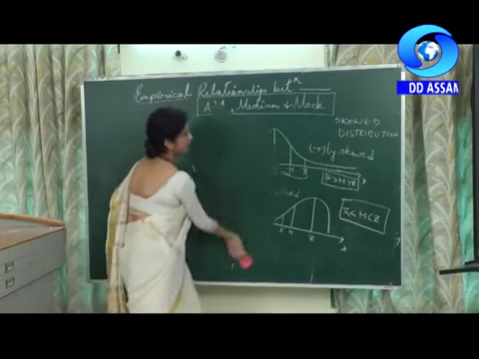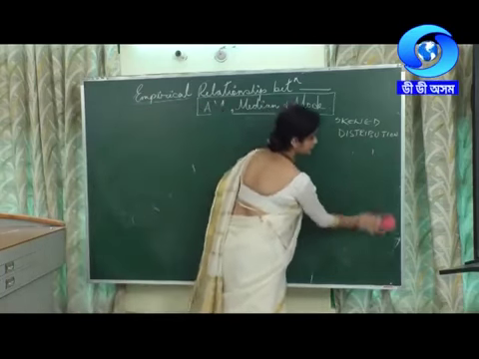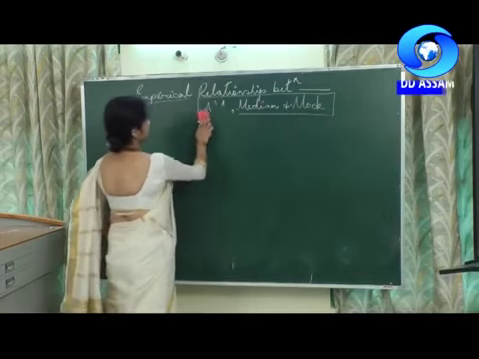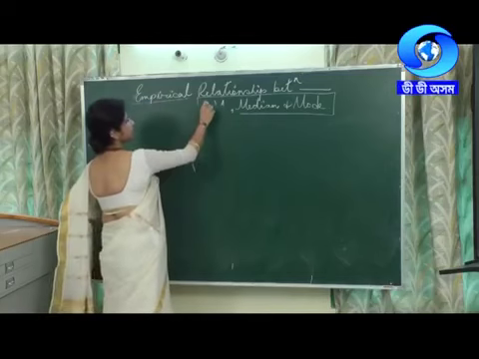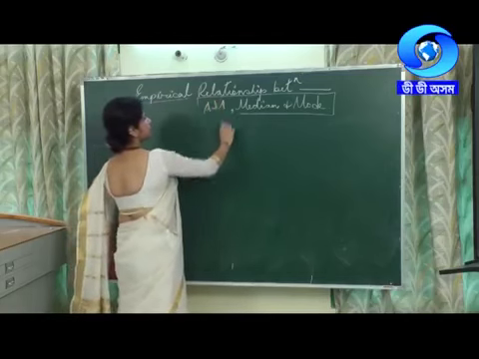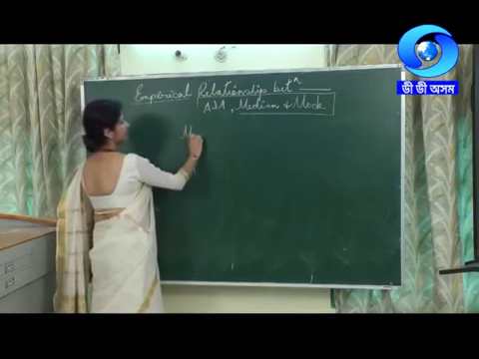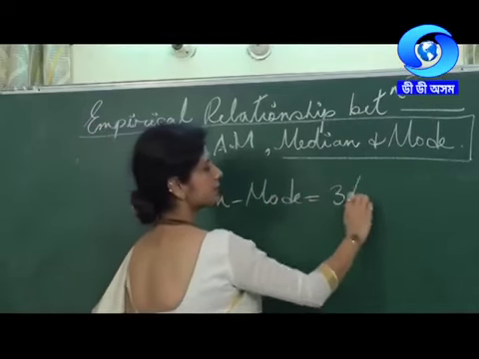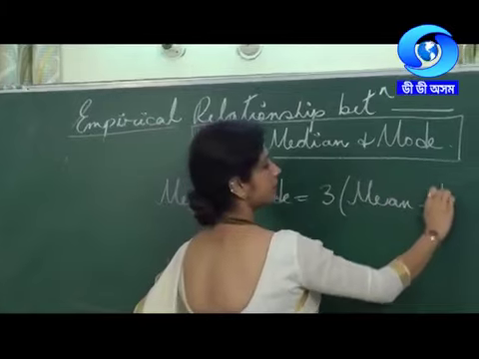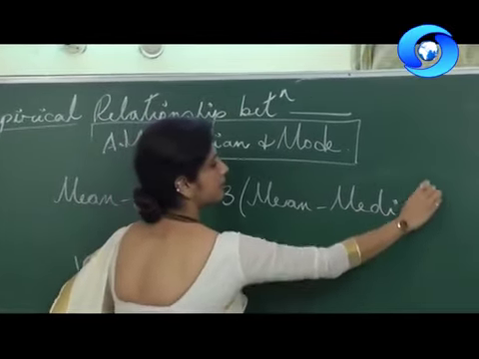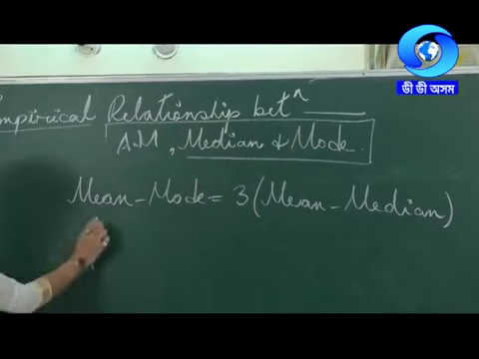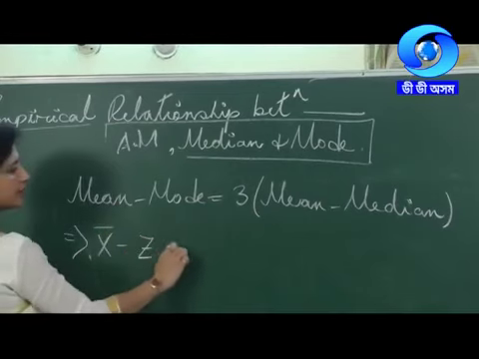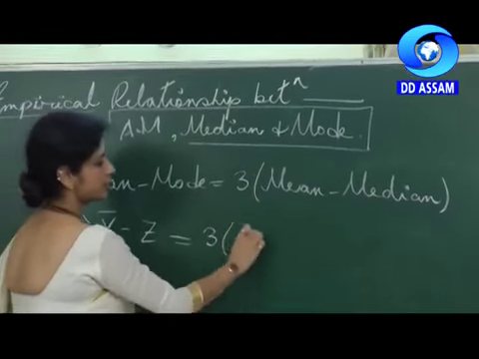It says that for an asymmetrical or skewed distribution, the following mathematical relation or empirical relationship exists between mean, median and mode. And what is it? Mean minus mode is equal to thrice mean minus median. Symbolically, you can write it as x bar minus z is equal to thrice x bar minus median.